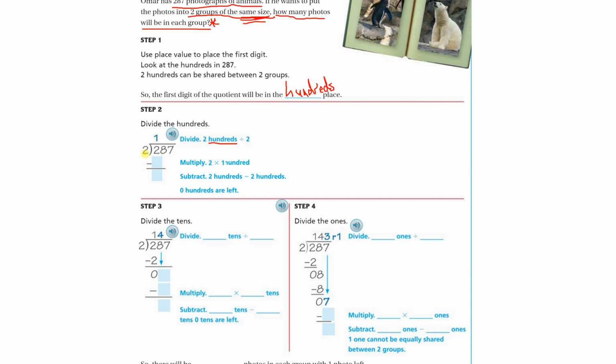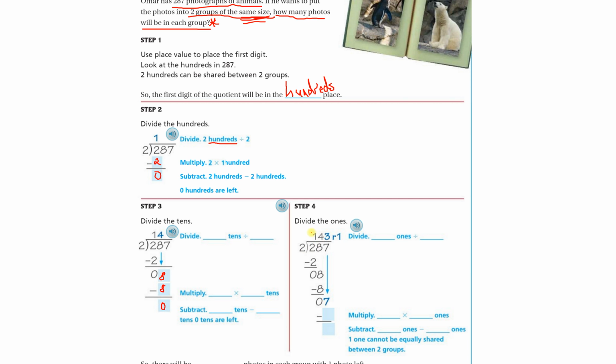Okay, divide the hundreds. So, again, we're looking at it one number at a time when we do this strategy. So first, can 2 go into 2? Yes, it goes in 1 time. 1 times 2 is 2. And then we subtract and we get 0. Okay, step 2, bring down. So we bring down the 8. How many times does 2 go into 8? 4 times. 4 times 2 is 8. Subtract and we get 0.